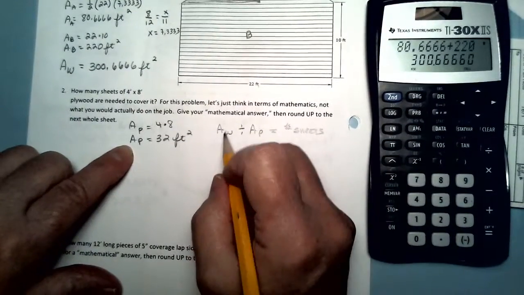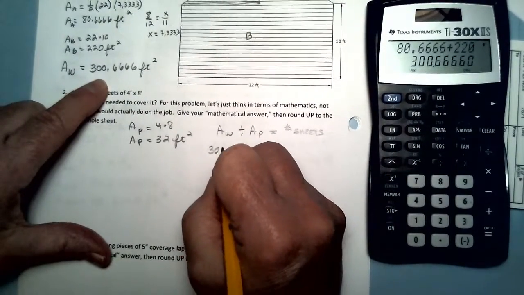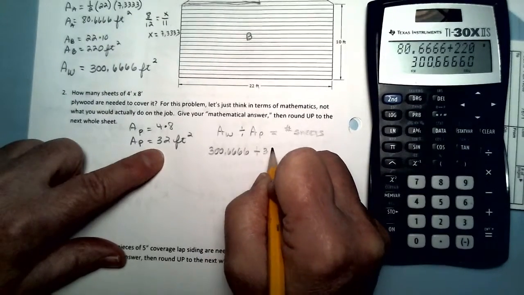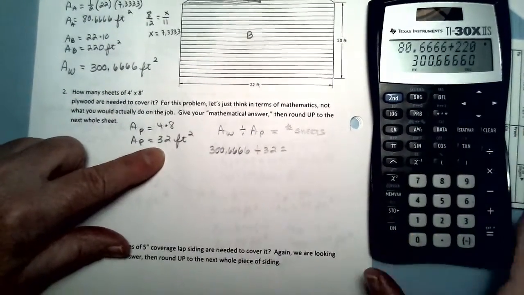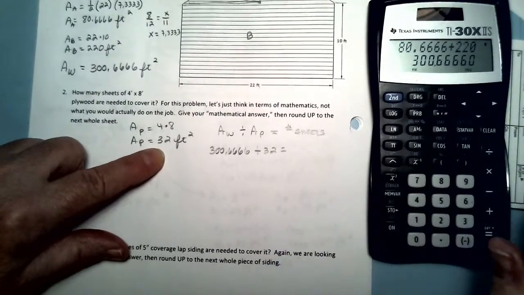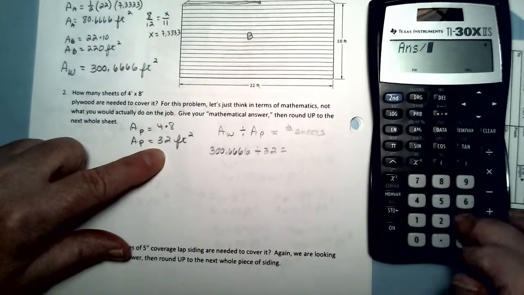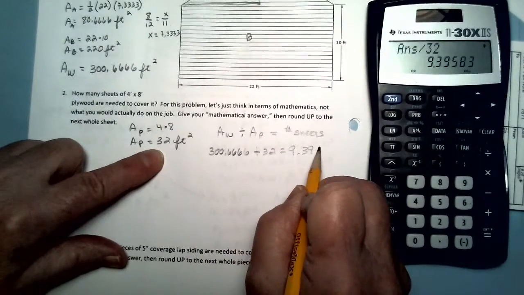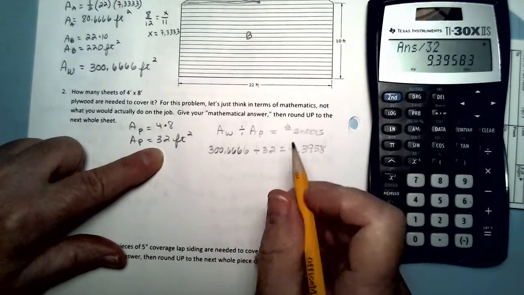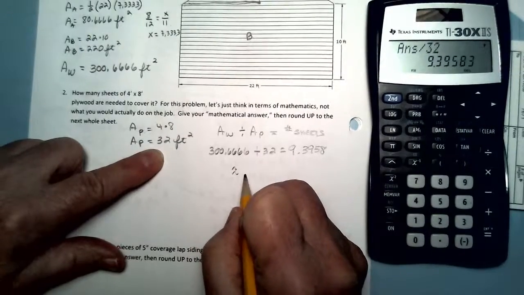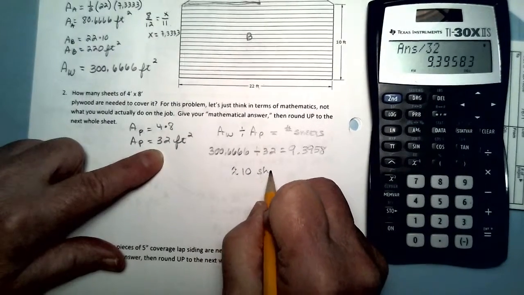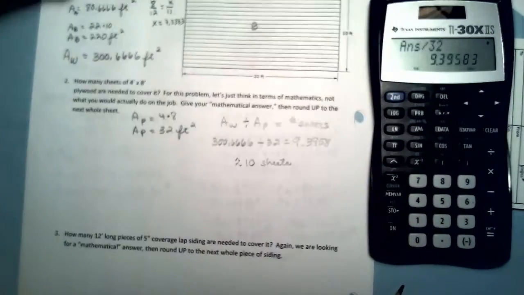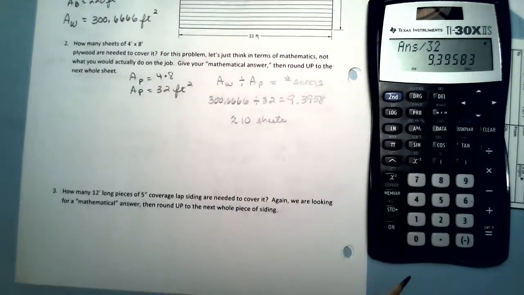So area of the wall is 300.6666 divided by 32. Now I still have that 300 sitting there in my calculator, and I'm going to make use of it. So it's divided by 32. So I get 9.3958. So we'll say about 10 sheets. Yeah, you might want to order 11, but about 10 sheets is a good math answer for this problem.